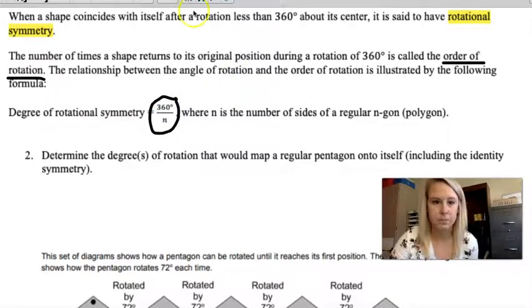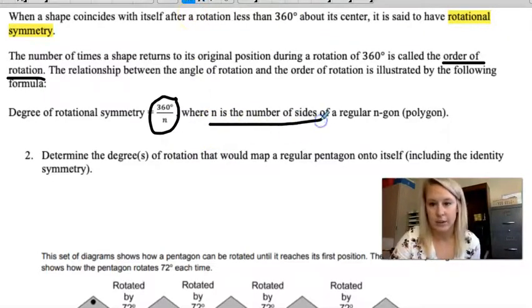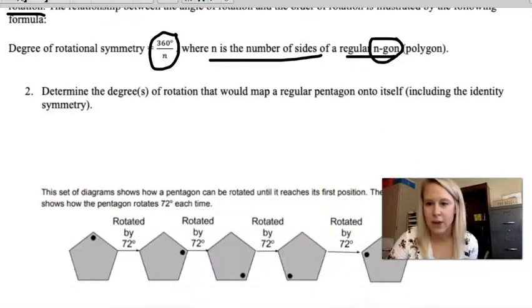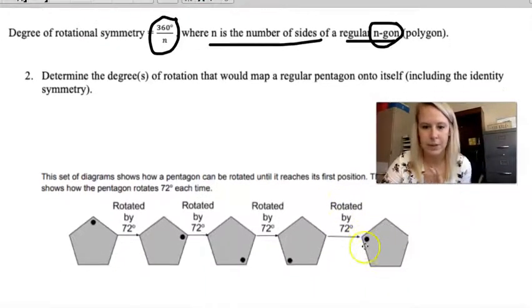To find the degree, you're going to take 360 and divide it by n, where n is the number of sides of a regular polygon. So a triangle that has all the same size and shape, a square that has all the same size and shape, a pentagon. A regular n-gon basically is something that has all the same side lengths, same size, same shape. So let's take a look at an example. I have a pentagon down here.